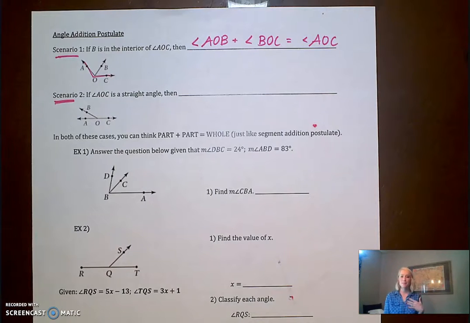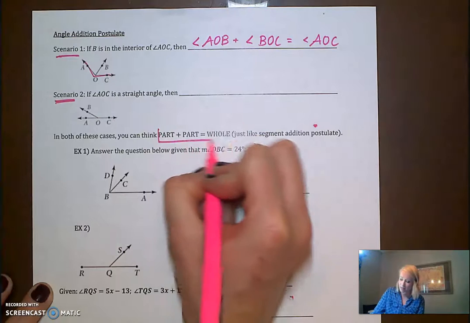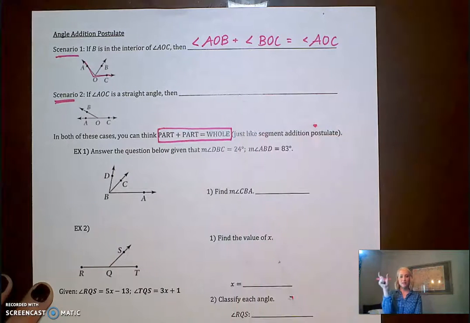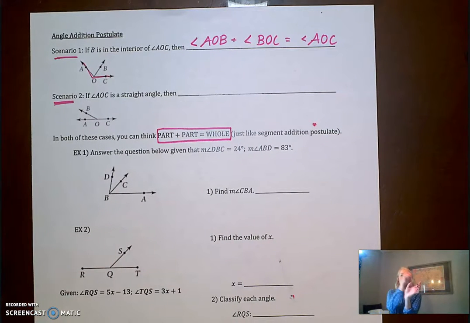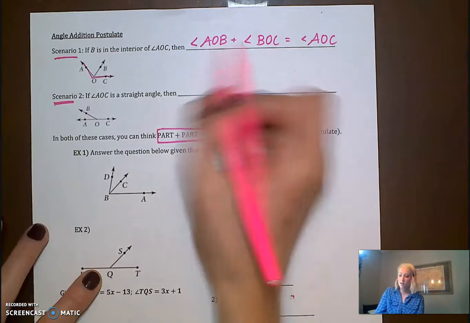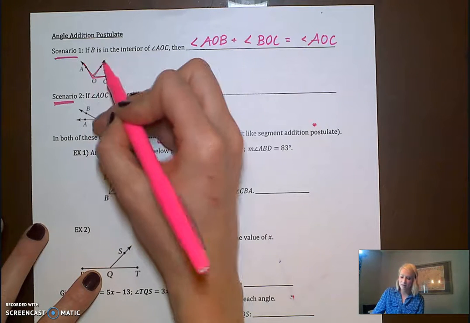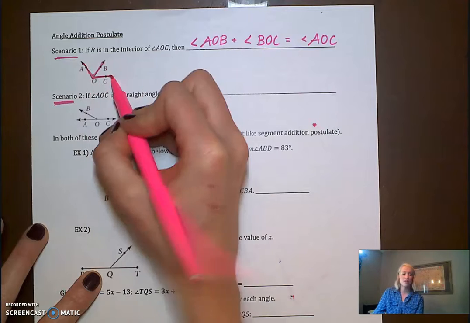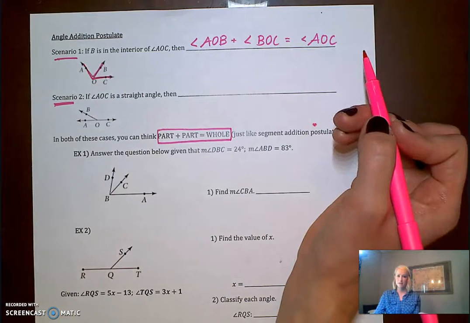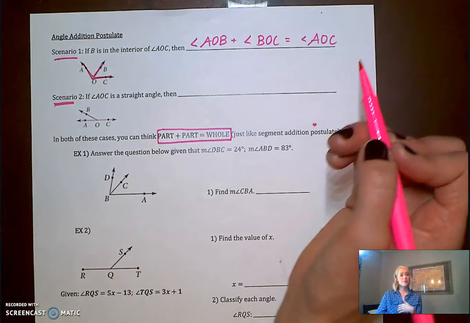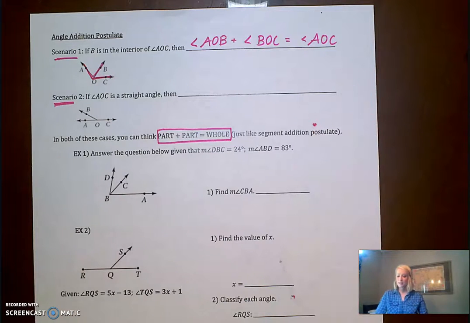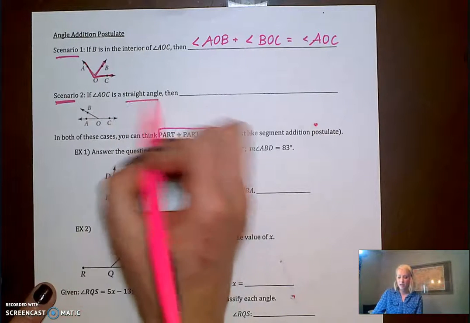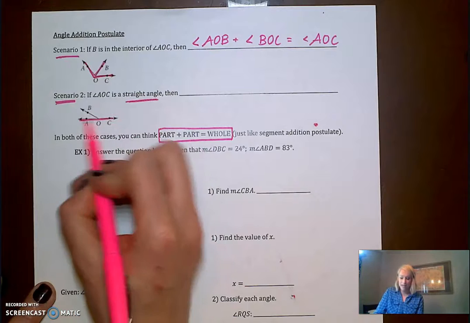This says the same thing that the segment addition postulate says, and I wrote it down here. It just means this part plus this part equals the whole thing. So all I just wrote was if I do this angle plus this angle, it should equal the degrees of the entire angle.